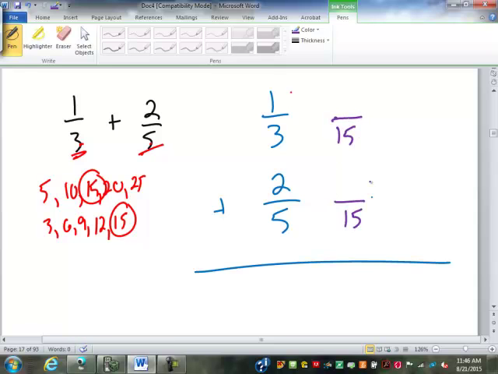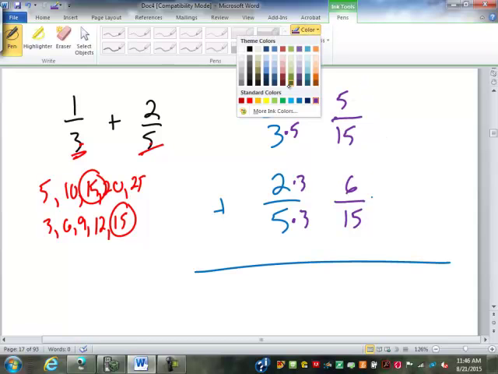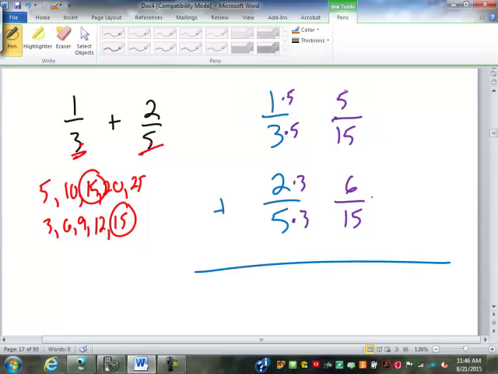Now we need to go about renaming our fractions. What do we do to a 3 to turn it into a 15? Times 5. So we have to multiply the 1 by 5. What do we do to the 5 to turn into a 15? Times 3. So multiply the 2 times 3. And now when we add, just like always, we combine the counts. 5 plus 6 is 11. And we keep the same name.